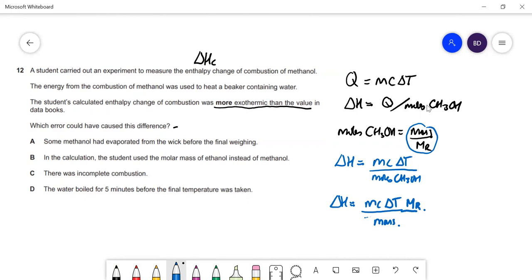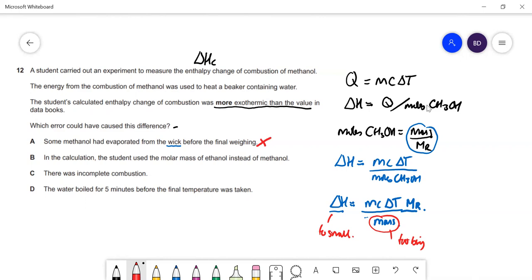What error could cause this difference? We're getting a bigger value of delta H, more negative, bigger than we expect. Some methanol had evaporated from the wick before the final weighing. That means the mass is going to be too big. If the mass is too big, well, we're dividing by the mass, that's going to make delta H seem too small, which is not what we're seeing. Delta H should actually be bigger due to this experimental error, so it's not that one.